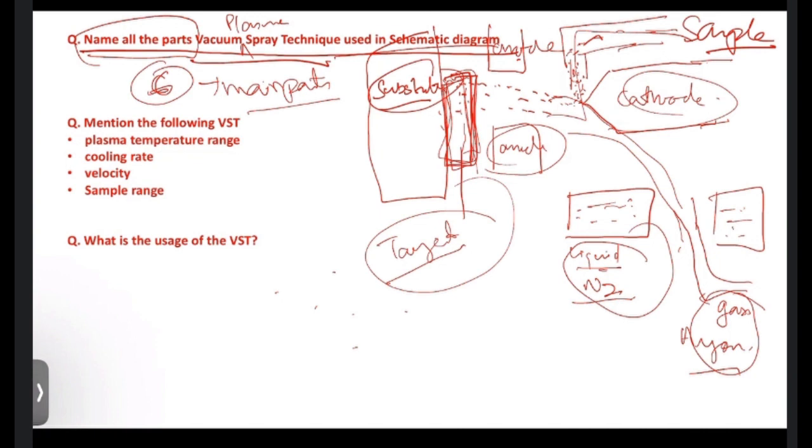Mention the following for VPS, the vacuum plasma spray technique. You have to tell me the range in which all this process happens. So for various factors, you have to tell me the range. Plasma temperature range: what is the temperature range of the plasma which is formed in this technique? Tell me.